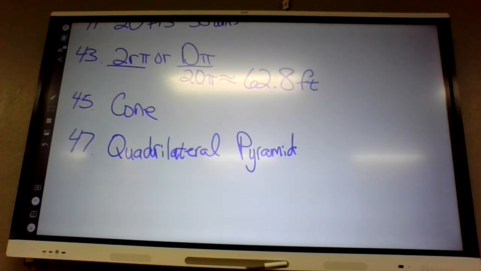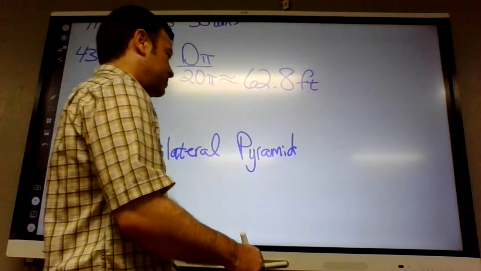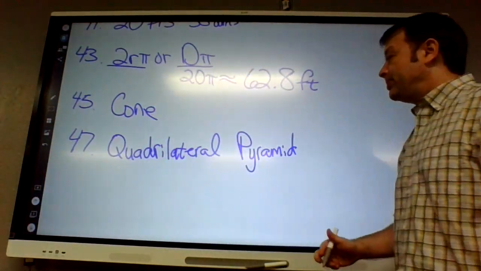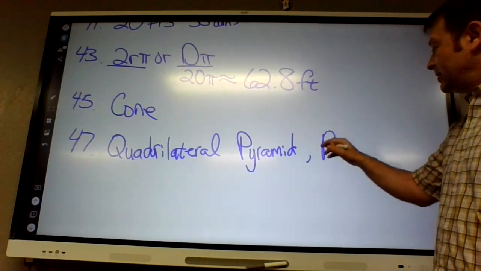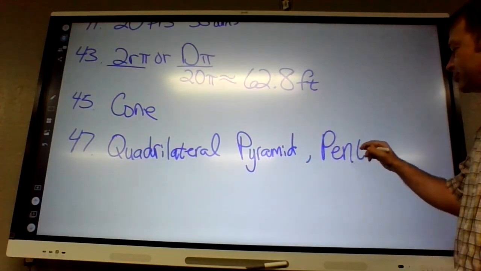Yeah, it is a pentahedron. It's got 4 lateral surfaces. You guys remember that term, lateral? The side? Yeah, the sides. And it's got the 1 base, which makes 5. And the prefix for 5 was penta.